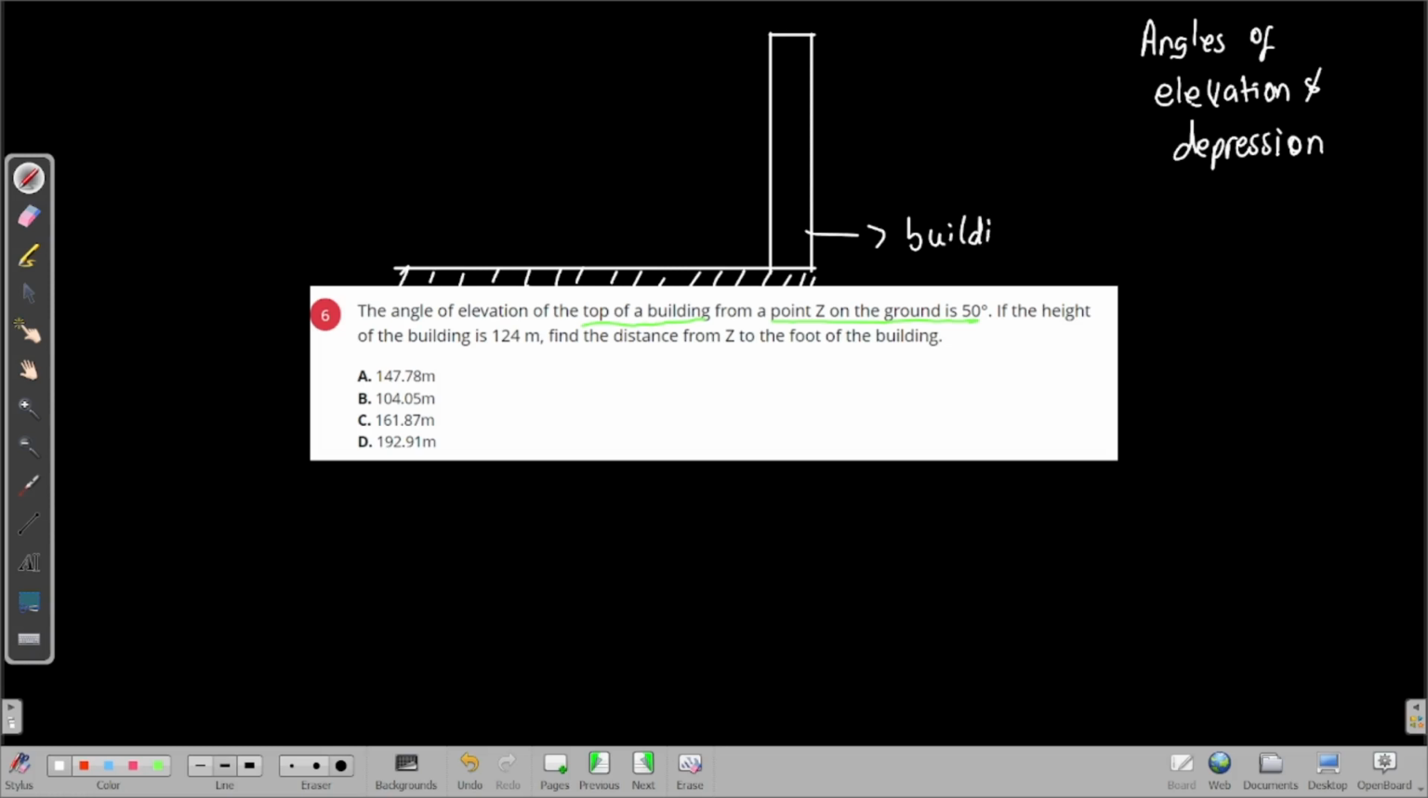So we're told that the angle of elevation is 50 degrees. So a point Z on the ground. Let's say this point here is Z. Now you're just going to draw an imaginary line that will go straight to the top of the building. It's part of the triangle, but just imagine it as going straight to the top of the building. Now the angle between that imaginary line and the ground is the angle of elevation, and that's 50 degrees.